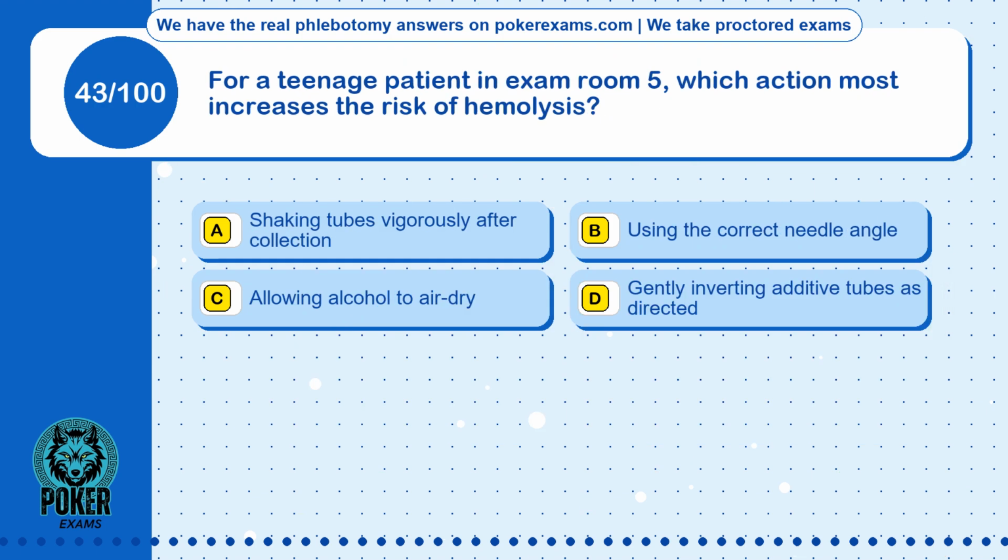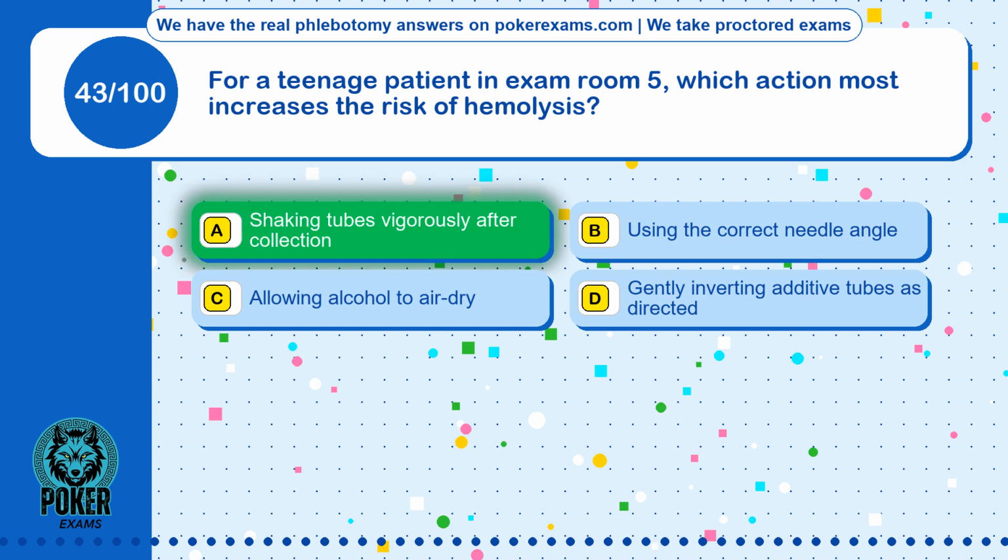Question 43. For a teenage patient in exam room 5, which action most increases the risk of hemolysis? Option A, shaking tubes vigorously after collection. Option B, using the correct needle angle. Option C, allowing alcohol to air dry. Option D, gently inverting additive tubes as directed.